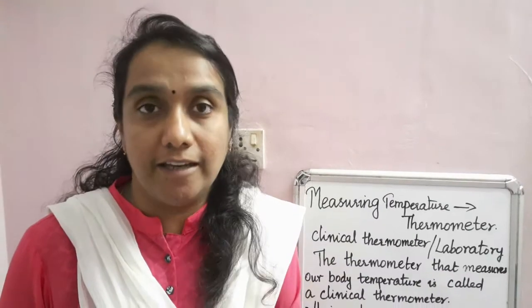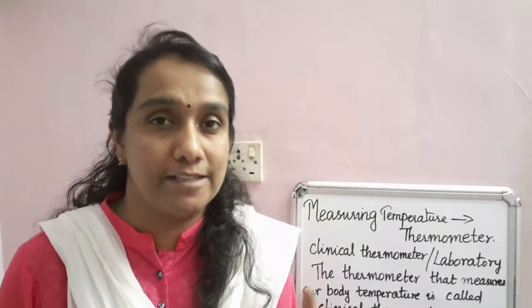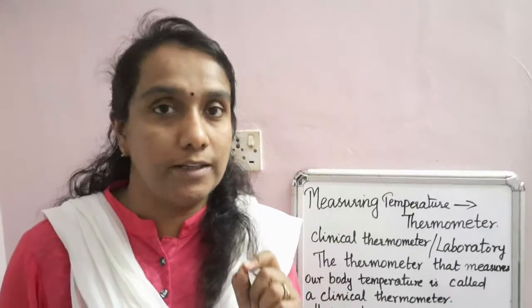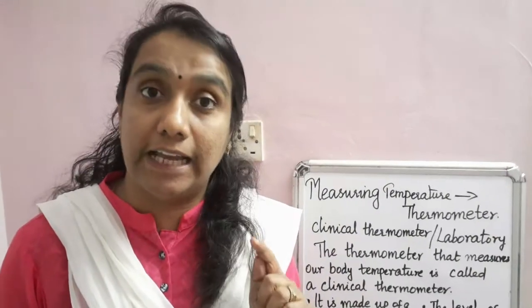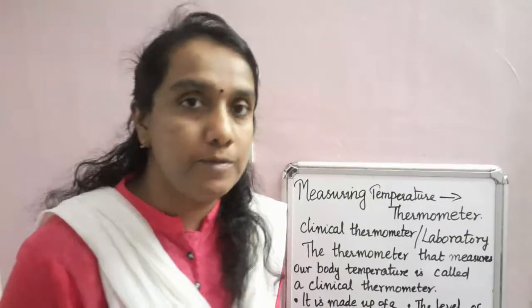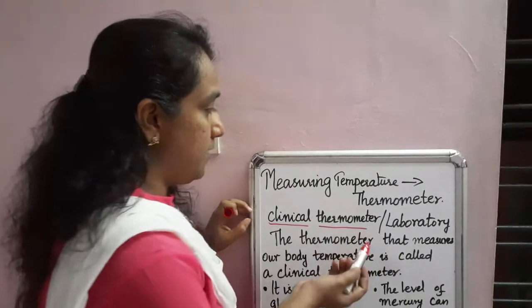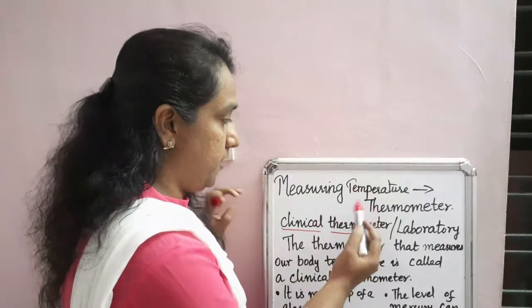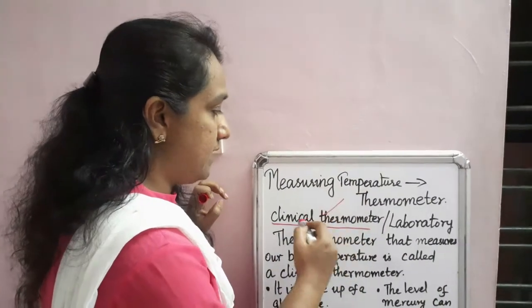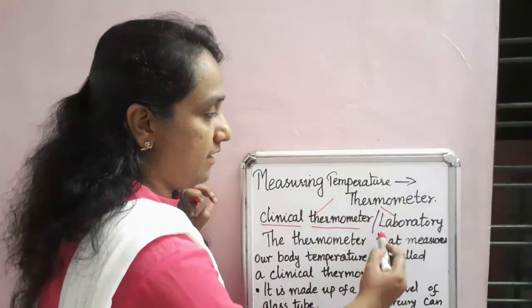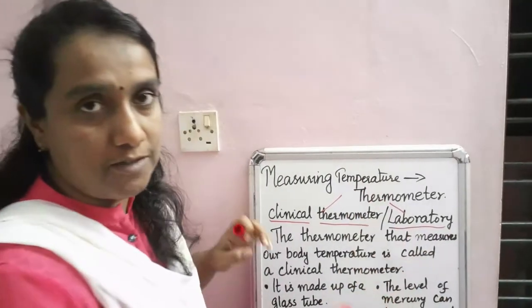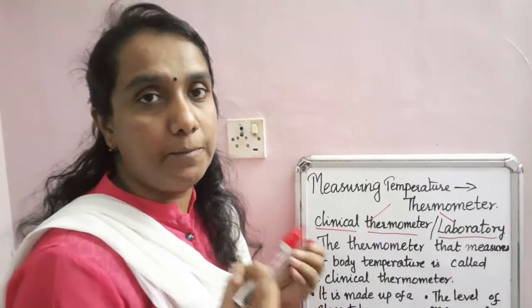There are two types of thermometer. One is the clinical thermometer and one is the laboratory thermometer. In your home, if you are getting fever and all, you will use a small thermometer. That is the clinical thermometer. So the thermometer, which is for measuring temperature, is divided into two. One is the clinical thermometer and another one is the laboratory thermometer, which is used for laboratory purposes.